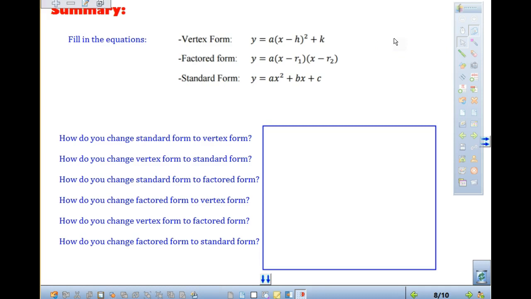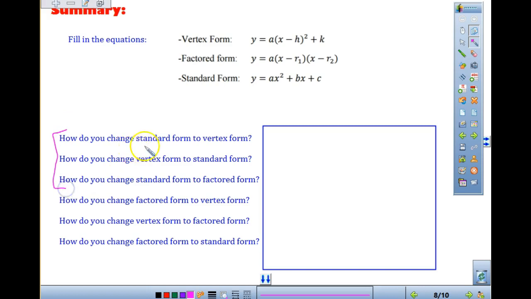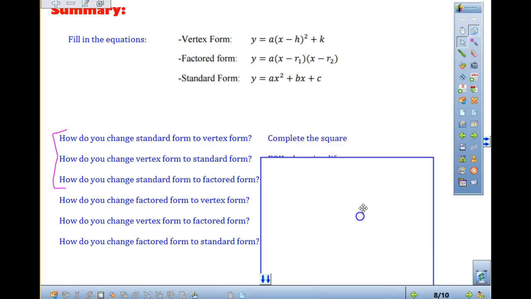So anytime you can have an equation that you can write in one of these forms, it really makes it much easier. What I want you to do right now is, as you look at these first 3 questions, how do you change from standard to vertex form? Vertex to standard, standard to factored form. I just want you to discuss those with your shoulder partner really quickly. And if I'm looking at standard form to vertex form, what I really want to do is complete the square.